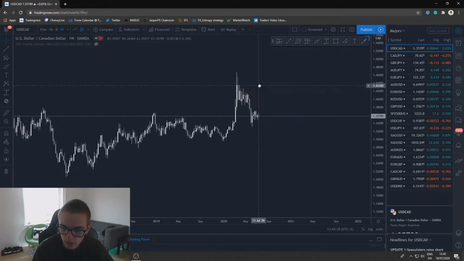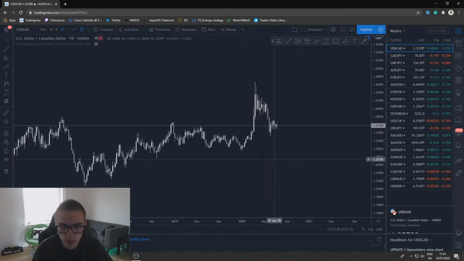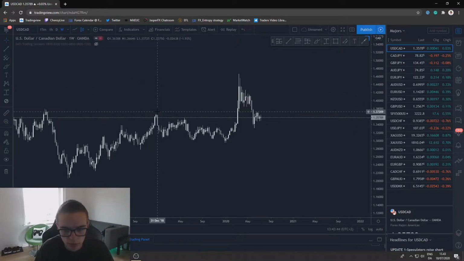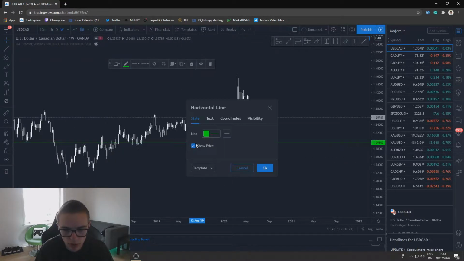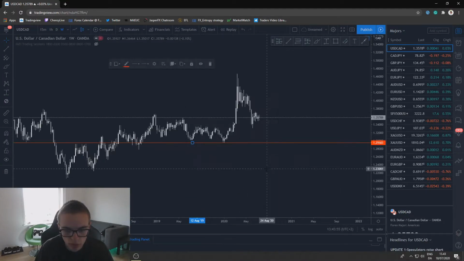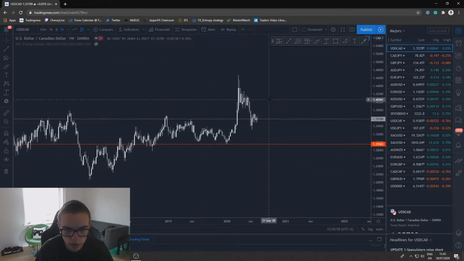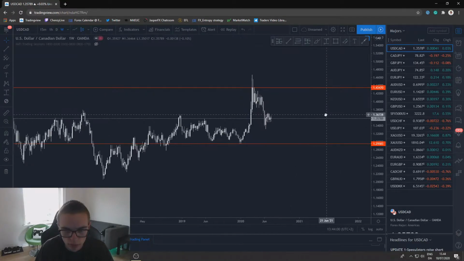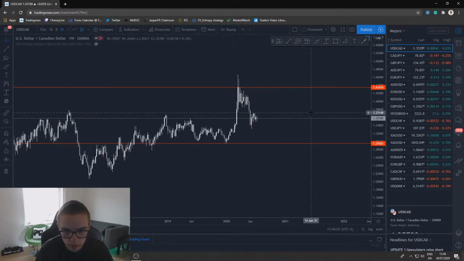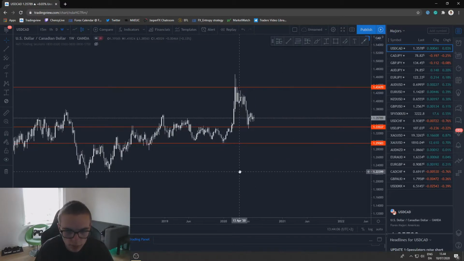So what I do when I go through my pairs and draw my levels is I start on the weekly time frames, and I just look for support and resistance levels, right? Like obvious ones. And I draw my weekly ones in a red color, like so. We have something up there. There's a bit here. Wouldn't go on the daily then.